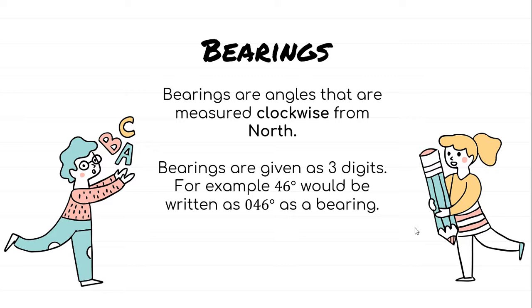Bearings are always given as three-digit numbers. So for example, 46 degrees, if you were going to describe that as a bearing, you would write 046 degrees. Okay, and that's how you know that an angle is a bearing as well, if you can see this three-digit thing here.